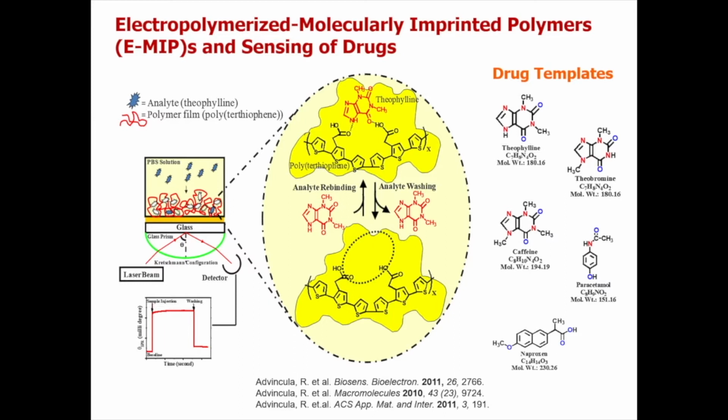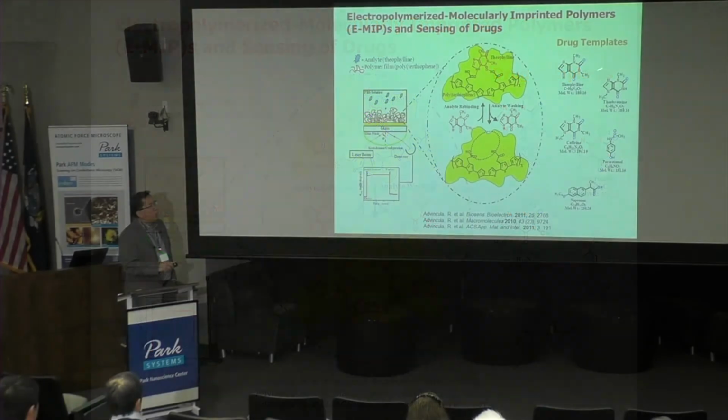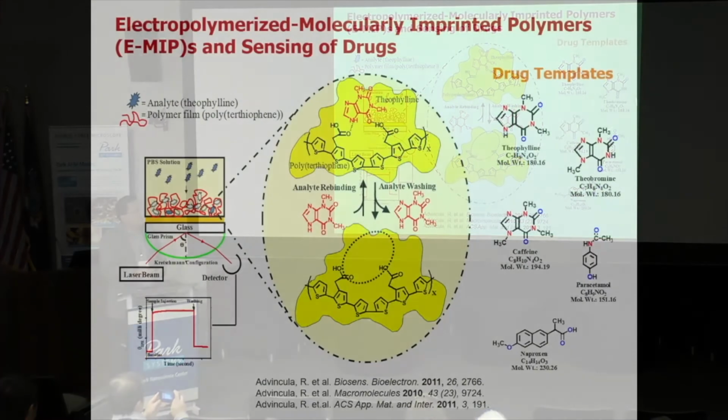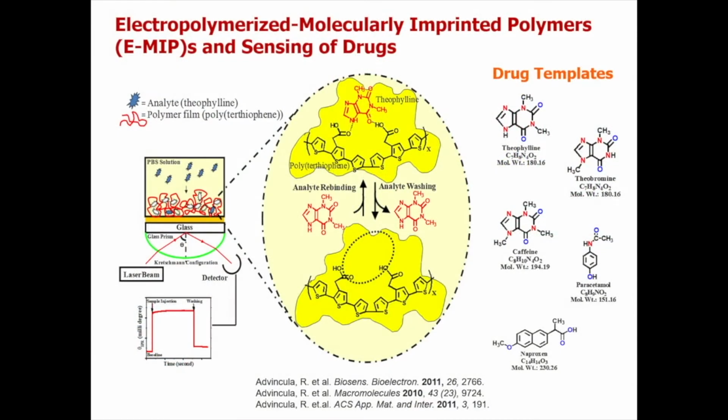One of the first papers we produced is to direct the template of drugs on surfaces using a polythiophene matrix. The thiophene monomer was used to complex with these analytes and electrodeposit them on a gold surface for doing SPR. What you can see here is theophylline, theobromine, caffeine, paracetamol, naproxen. I mean, a lot of you drank coffee this morning, right? So looking at caffeine, how do you know if it's caffeine versus theophylline or theobromine? They almost look the same.